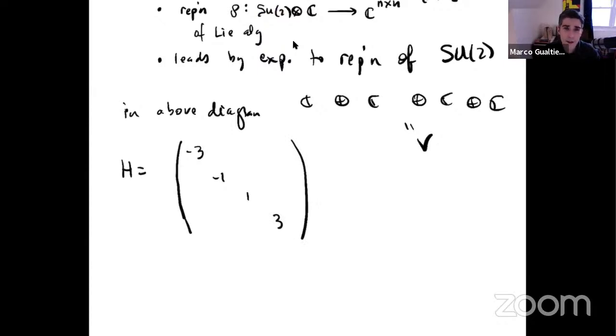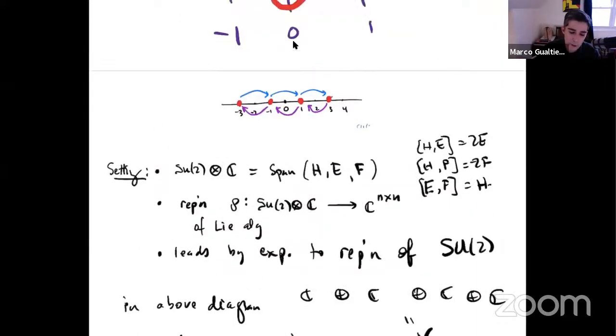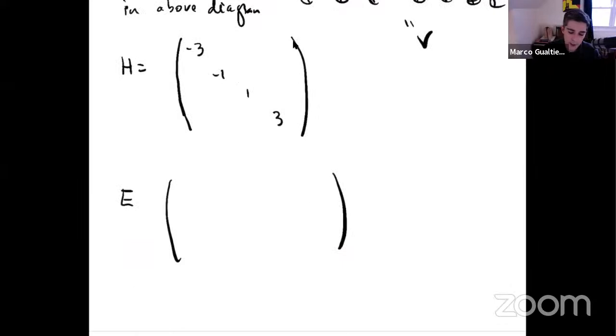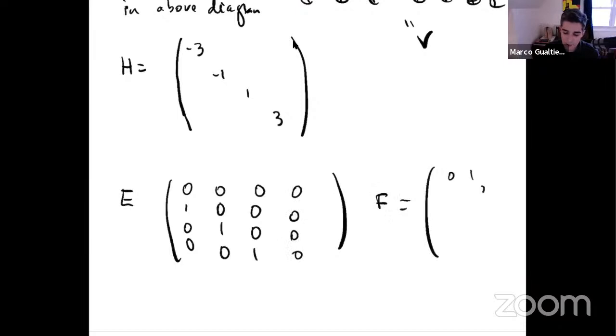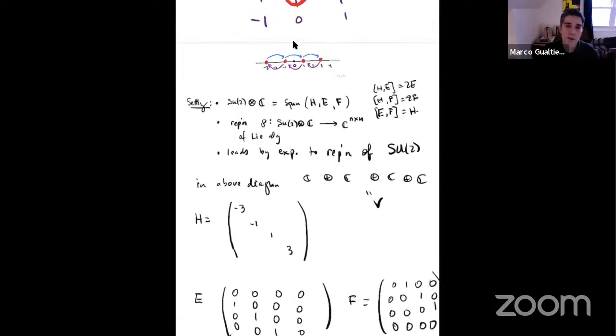That is H. Okay. Then what is E? Well, what is E doing? E is moving to the right. So that means that it's got to take the first basis element to the second, to the third, and the third to the fourth. And F does the opposite. Okay, so that's it. That is exactly how you interpret this construction. That's all you need to know. The whole representation is given.